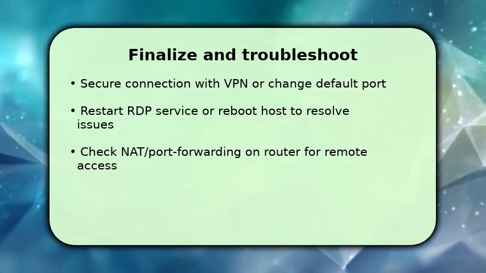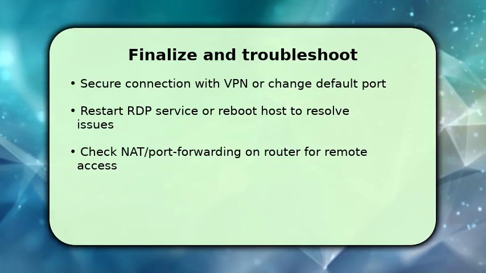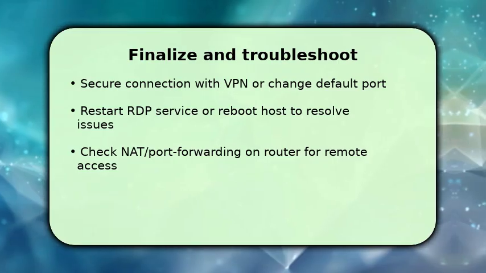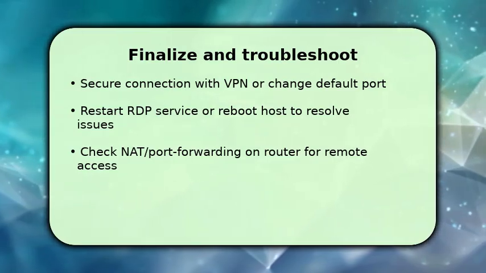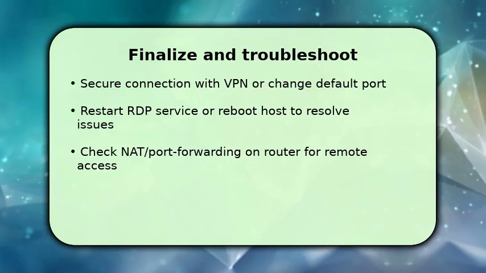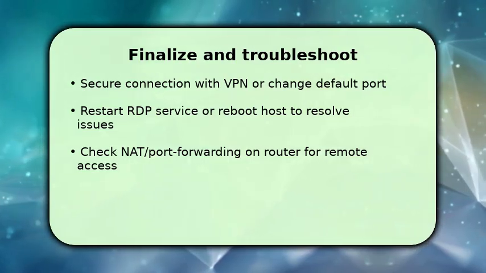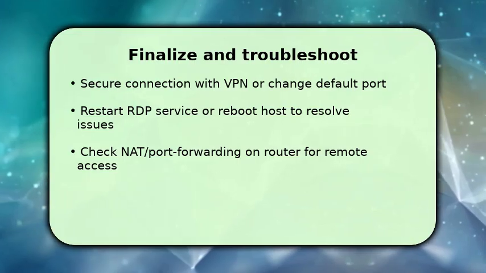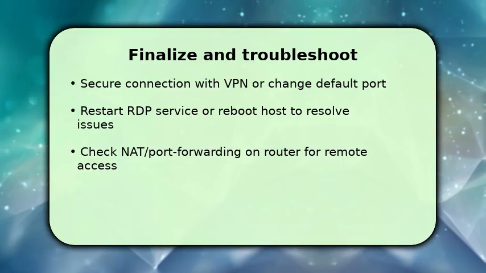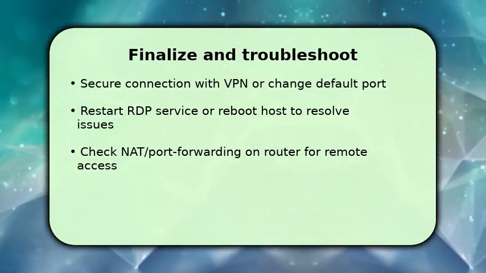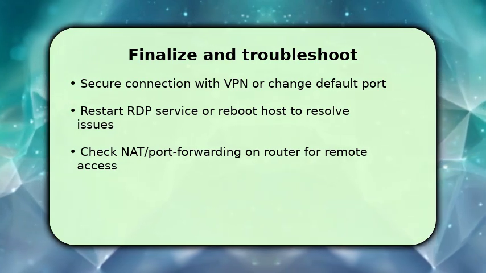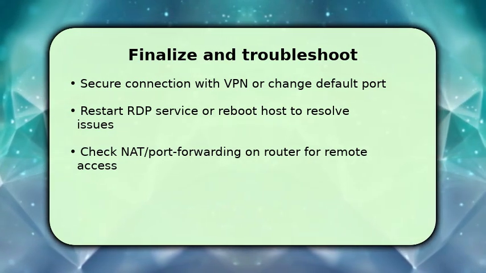If you're connecting across the internet, use a VPN or at least change the default port and enforce strong passwords. If the client can't connect, restart the remote desktop services or reboot the host, because stuck services are a common cause. Also verify router port forwarding and public IP or dynamic DNS settings. One key troubleshooting tip: run a port check from the client to ensure TCP 3389 or your custom port is reachable before further diagnosis.